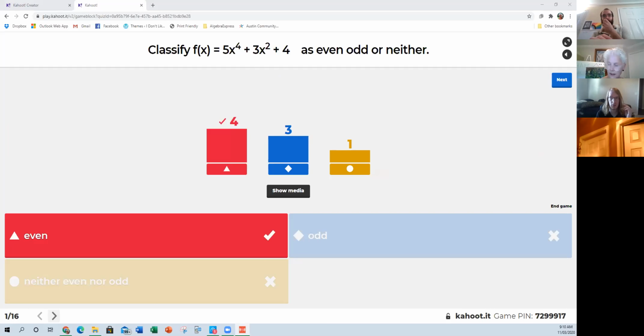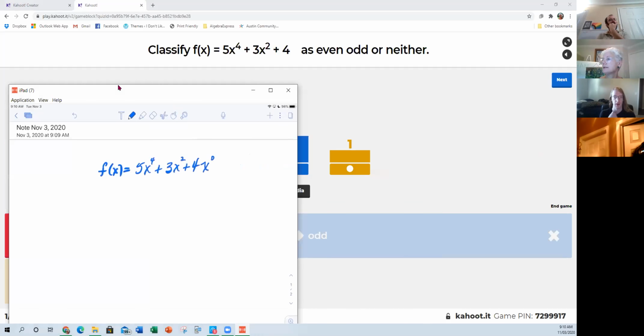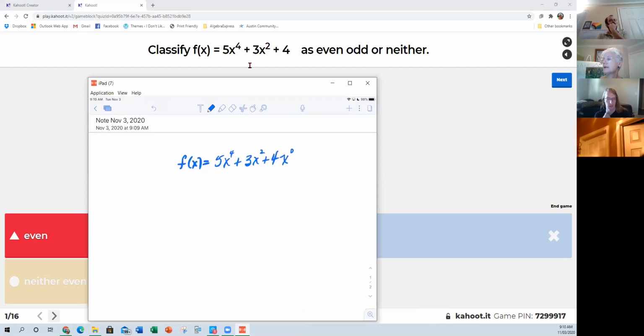Okay, good. Let's talk about this. This is actually super easy to tell. If you look at this, 5x to the fourth plus 3x squared, and this would be like 4x to the 0. The constant is always like an x to the 0. If you look at those exponents, even exponent, even exponent, even exponent. If the function has all even exponents, then it's even.